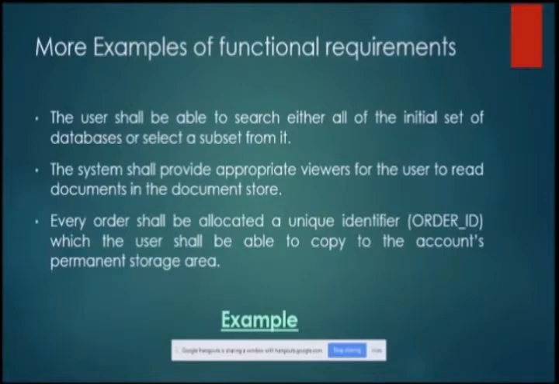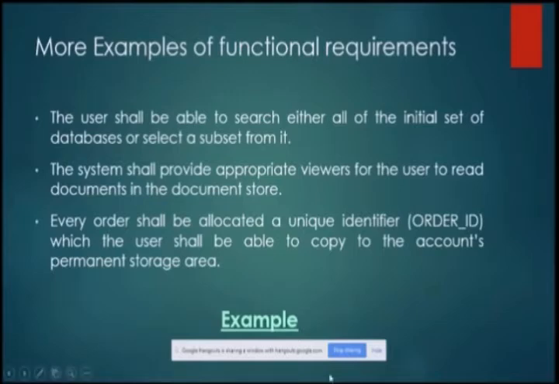Okay, more examples of functional requirements, like user should be able to search either all of the initial set of databases or select a subset from it. And this is another example. The system shall provide appropriate viewers for the users to read a document in the document store. Another example, every order shall be allocated a unique identifier, maybe the name should also be given, which the user shall be able to copy to the account's permanent storage area.